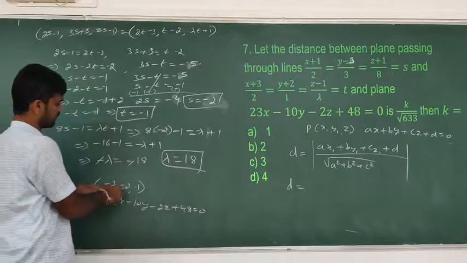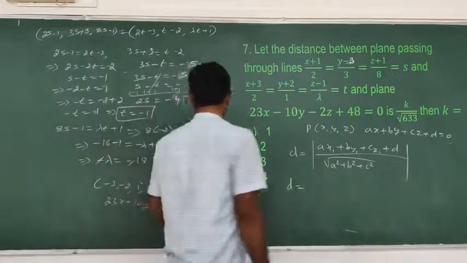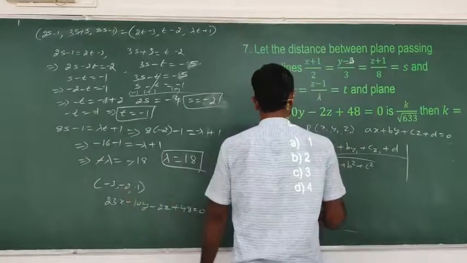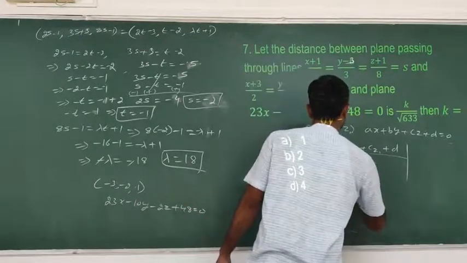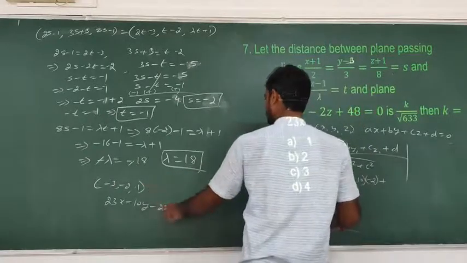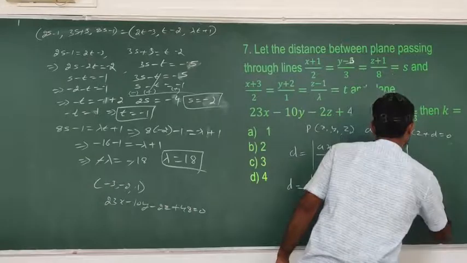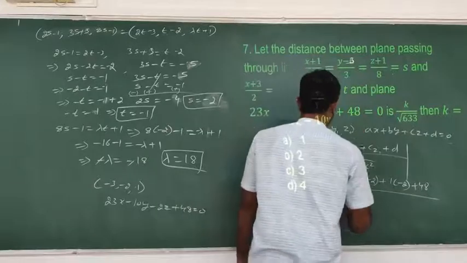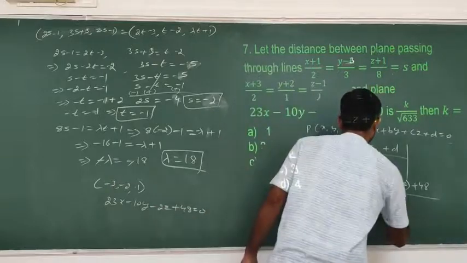Okay. So x1 is minus 3, y1 is minus 2, z1 is 1, a is 23, b is minus 10, and c is minus 2, and d value is 48. So that is equal to 23 into minus 3, next plus minus 10 into minus 2, next plus c is 1, here 1 into minus 2 plus 48, whole divided by square root of, so 23 square is 529, minus 10 whole square is 100 plus minus 2 whole square is 4.